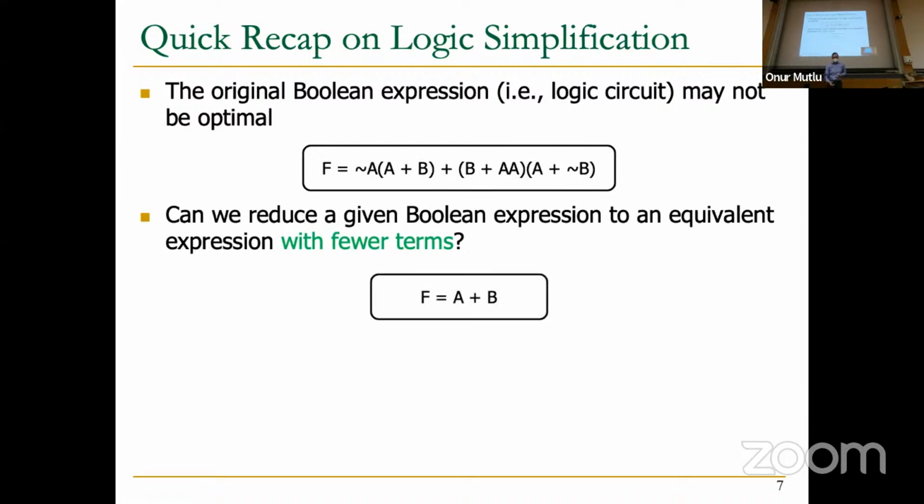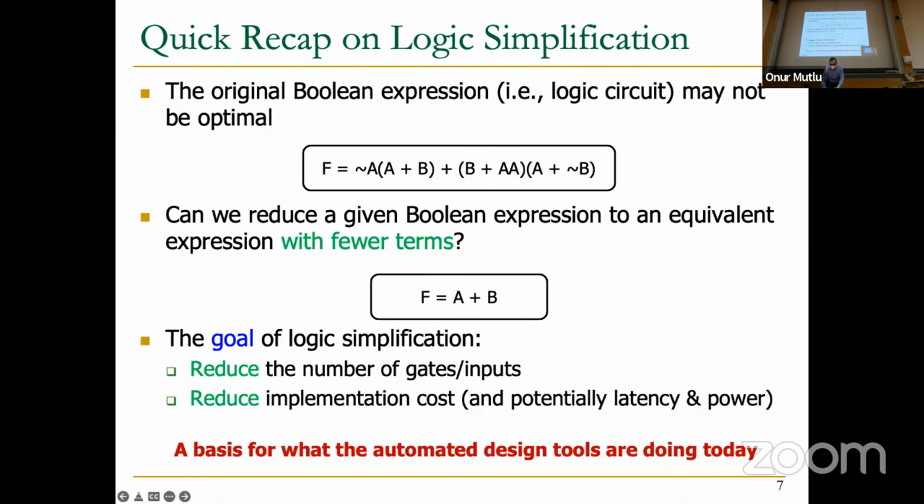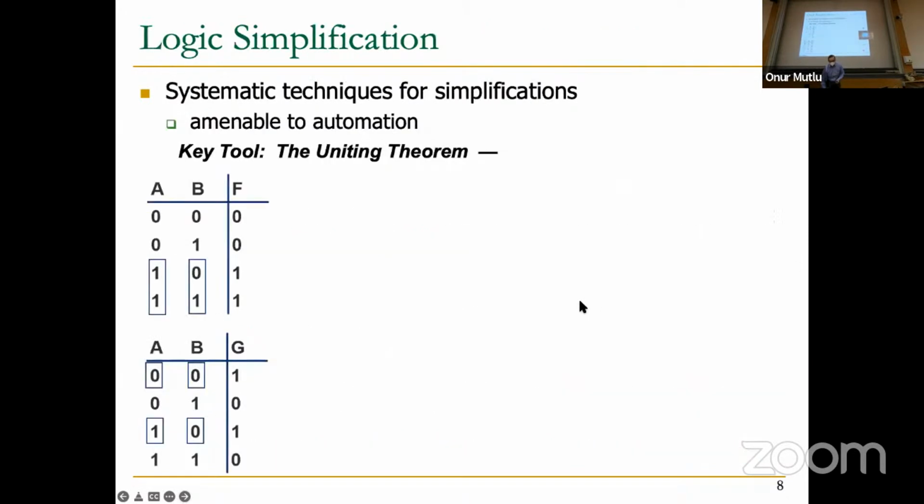Basically, you can reduce the Boolean expression to an equivalent expression with fewer terms. And we discussed why this is important, right? The goal is to reduce the number of gates, inputs, which reduces the implementation cost and potentially the latency and power. We'll see latency two lectures later, next Friday. But clearly, you can see that as you reduce the number of gates significantly, you can reduce the latency as well as power. And this is really the basis of what automated design tools are doing today.